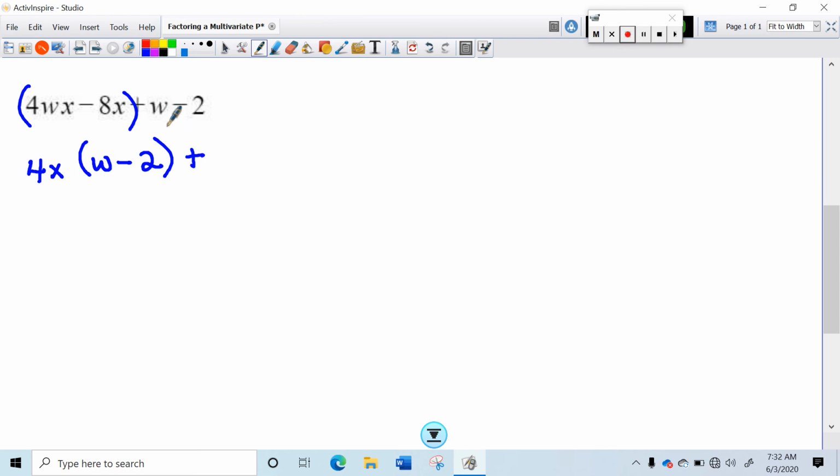Now for the w and the 2, there's nothing in common, so you have to put a 1. So in the parentheses, I have w minus 2, and these 2 things go together, so 4x plus 1, and you're finished.